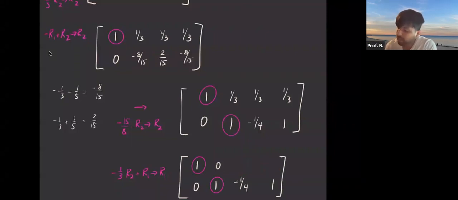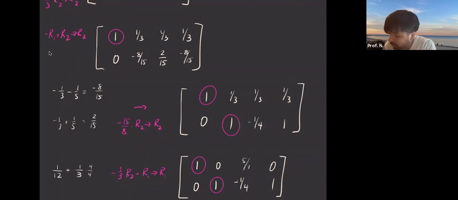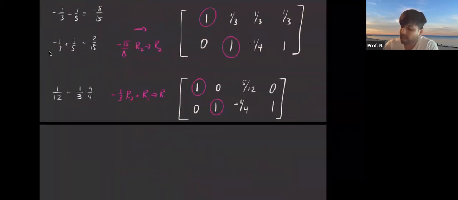So I multiply 1 by negative a third. That's negative a third plus a third, which is 0. This becomes 0. And now what does this become? Negative a third times negative a fourth is positive 1/12. And I'm adding that to a third. So this is what? 4/12. So I get 5/12. So then what happens? This is row reduced echelon form, RREF.